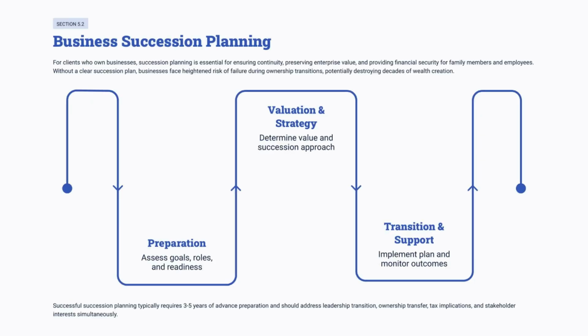Business succession planning is crucial for continuity and preserving value. It involves assessing goals, roles, and readiness, determining business value, and choosing a succession strategy. Implementing the plan requires monitoring outcomes and addressing leadership transition, ownership transfer, tax implications, and stakeholder interests. Effective planning typically spans 3 to 5 years, ensuring a smooth transition and safeguarding wealth.